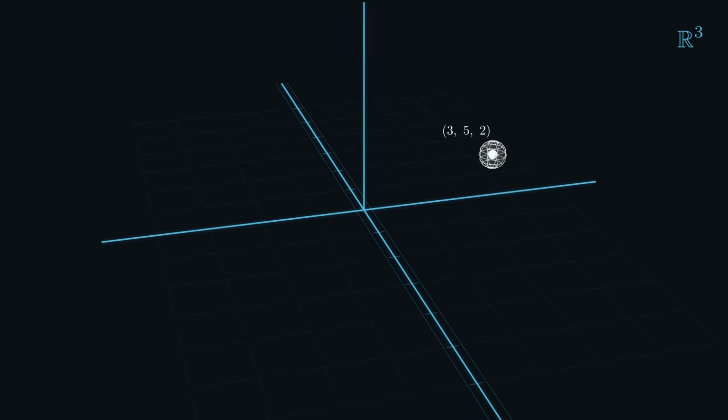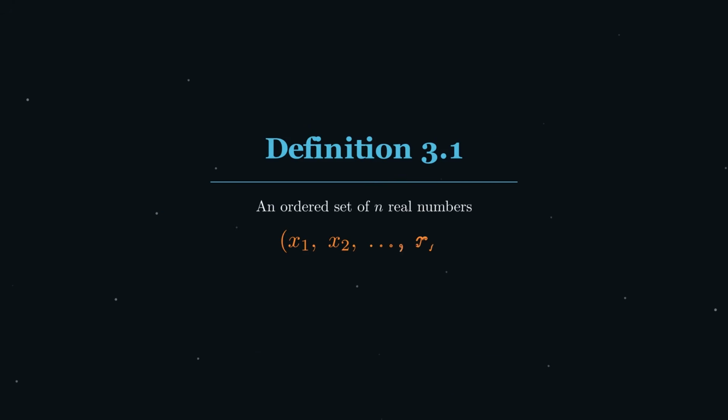Now here's where it gets kind of wild. Apostol says, and this is actually brilliant, you know what? Why stop at 3? Why not just consider n numbers all lined up in a row? Definition 3.1 says, let n be a positive integer. An ordered set of n real numbers, written x1, x2, all the way to xn, is called an n-dimensional point, or a vector with n components.